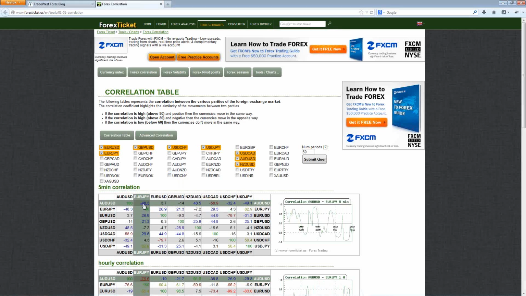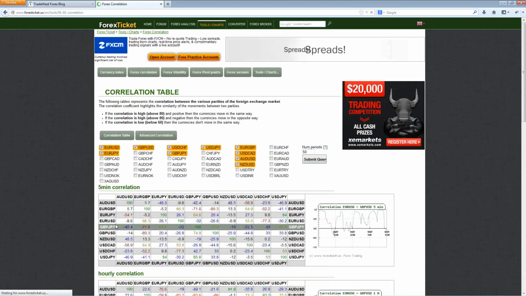Let me explain what's going on here. First of all, you can specify the pairs that you want to compare. You might want to pick all of the different pairs that you plan on trading at any given time. By default, it's selecting pretty much the majors. You might find that maybe you trade the pound yen, or maybe you also trade the euro pound. You can select more of these pairs, hit submit query, and it'll refresh everything with all those pairs that you trade. Or if there are some that you don't trade, maybe you take them off.